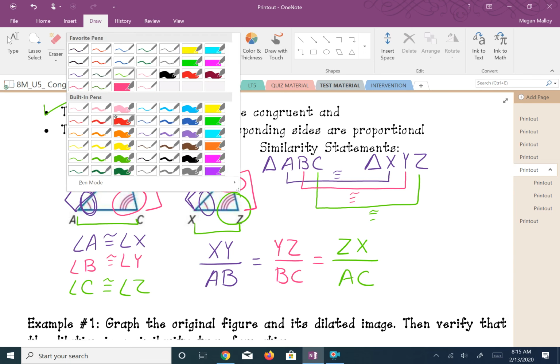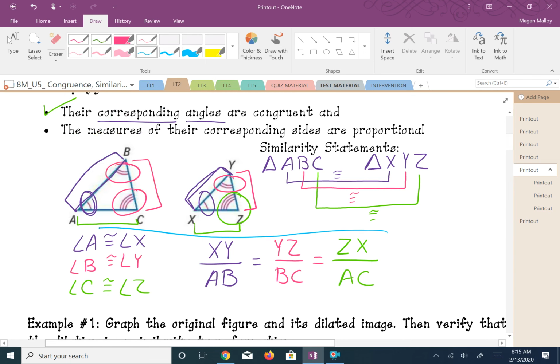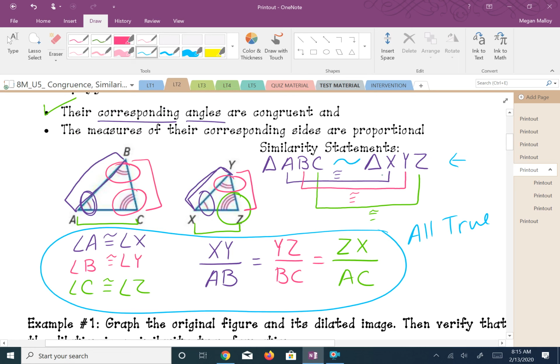So if all of this is true, then we can say that triangle ABC is similar to triangle XYZ, and that's what that symbol means. It's not equal, but it's similar. Okay, so let's continue our lesson.